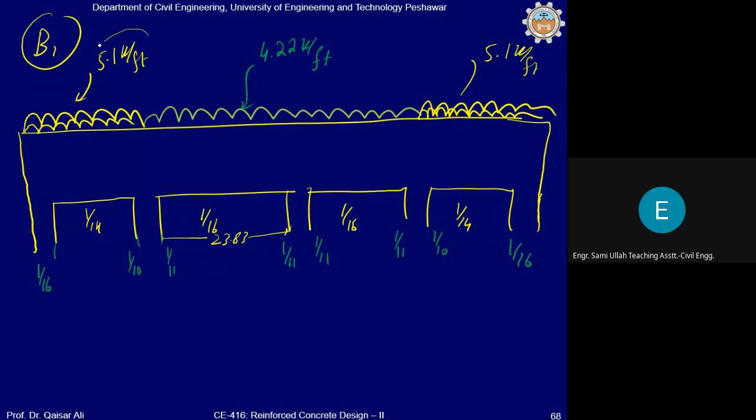Wu value for each span is also given. For exterior spans it is 5.1, and for interior span it is 4.22. So Wu Ln square for each span you can calculate, and you can analyze the beam. Similarly, using shear coefficient, you can calculate the shear force values at all the supports. Okay, clear? Yes, sir. Clear.